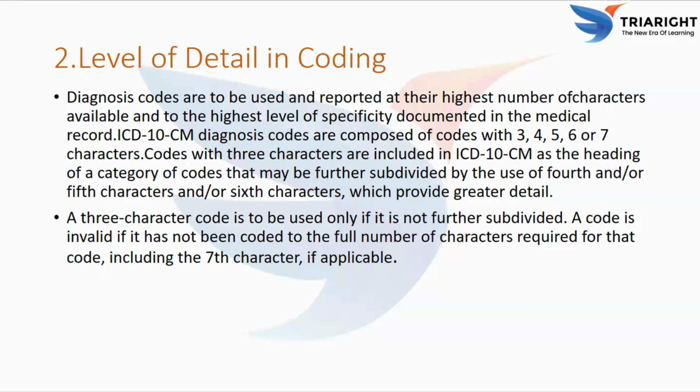If a code requires more characters and you leave them out, the code becomes invalid and it affects the accuracy. For example, when you take S52 code, it's a fracture of forearm. When coming to S52.5, it's a fracture of lower end of radius. So you can find the difference, right? What is the difference between the 3 character code and a 7 character code? So this is about the second step.